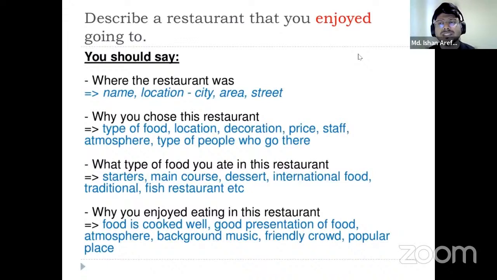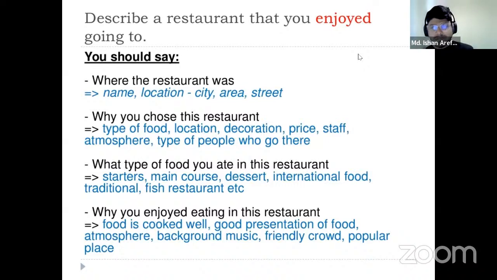So here you can see another question. Describe a restaurant that you enjoyed going to. You can see the questions in black ink: where the restaurant was, why you chose this restaurant, what type of food you ate in this restaurant, why you enjoyed eating in this restaurant.